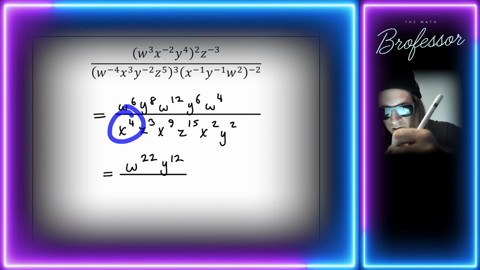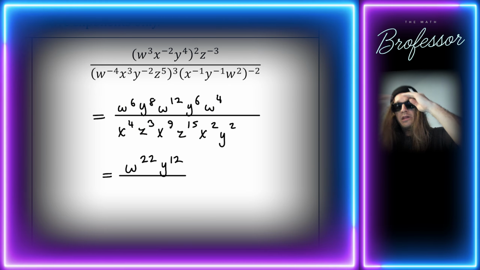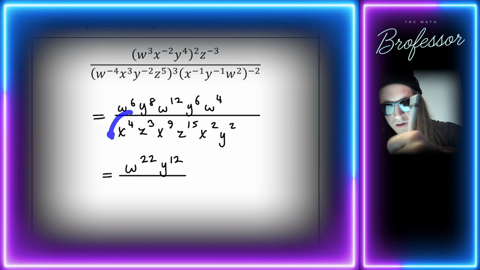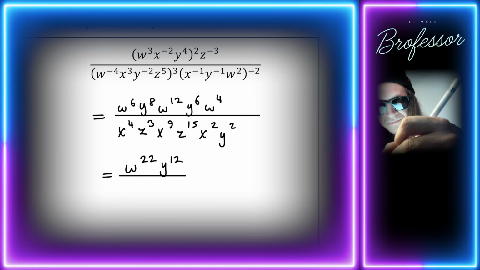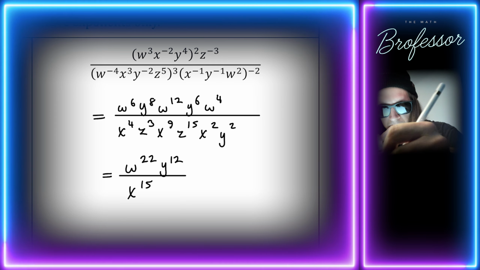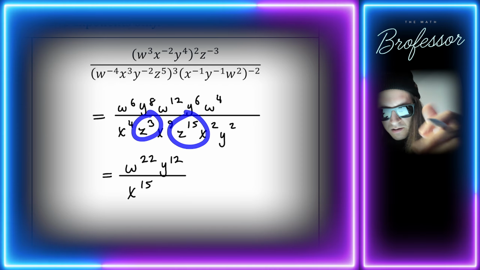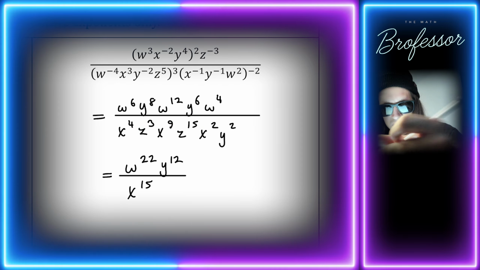Alright, X right there, and X right there, and X right there. So those are all being multiplied in the bottom, so 4 plus 9 plus 2, 13, 15. And then Z's. Z right there, Z right there. Yeah, that's it. 3 plus 15 is 18.